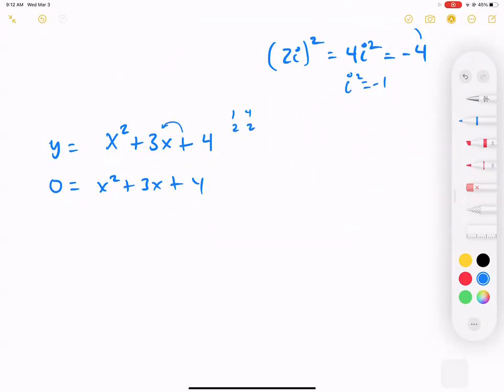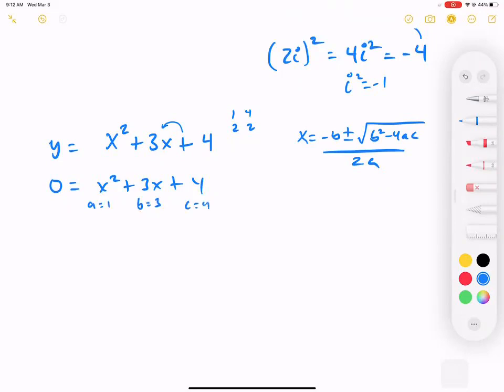Since it's not factorable, we are going to use the quadratic formula to solve it. We can always complete the square also, but I think the quadratic formula is what we're practicing right now. So the quadratic formula is x equals negative b plus or minus the square root of b squared minus 4ac, all over 2a, where a is 1, b is 3, and c is 4.